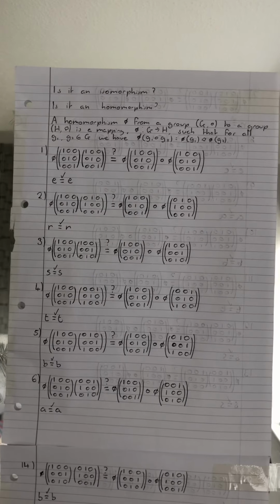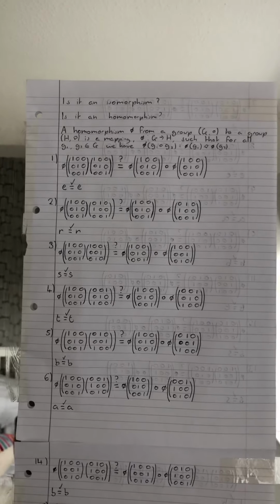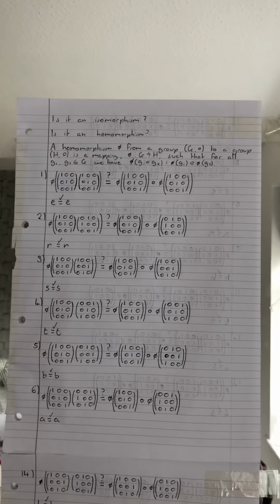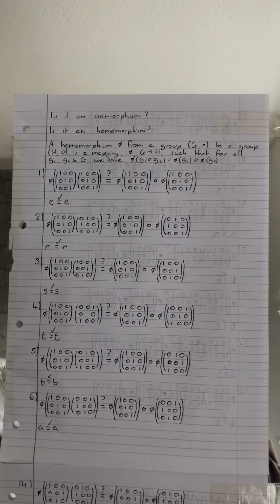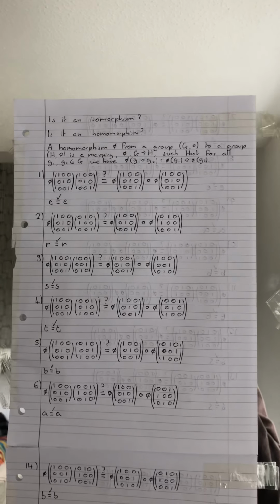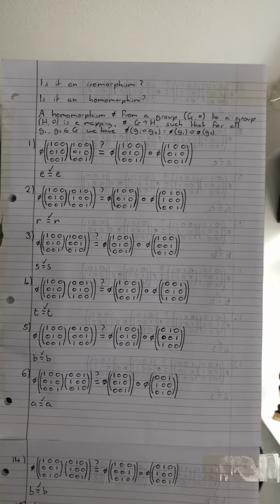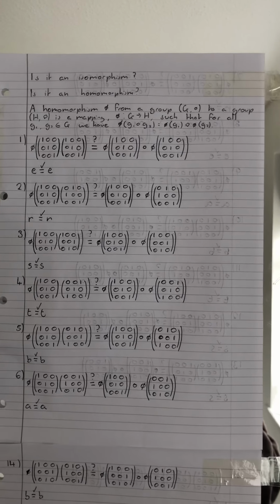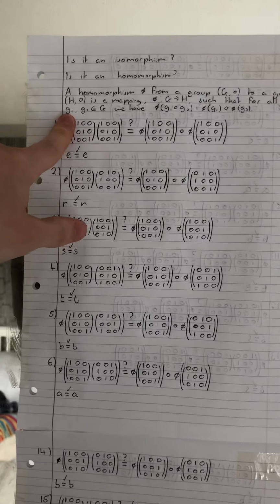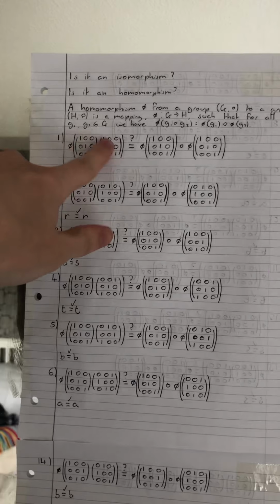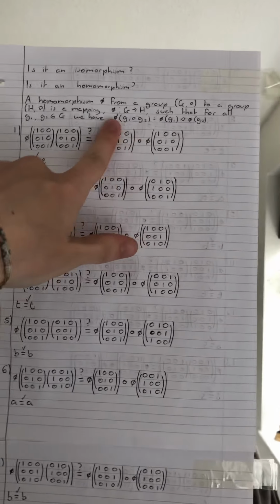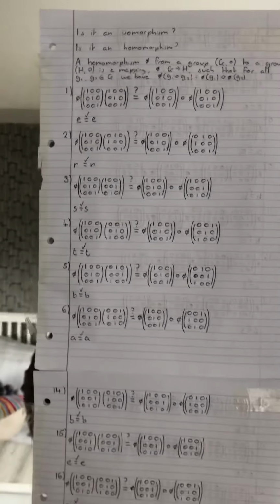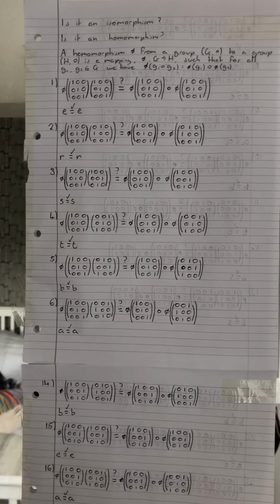So next up, we need to prove it's an isomorphism. So to do that, we need to prove that it's a homomorphism to start with. So what is a homomorphism? So a homomorphism from a group to another group is a mapping such that for all G1 and G2 within G, we have this equation here satisfied. I've checked that for all 36 options. I'll show you each one.